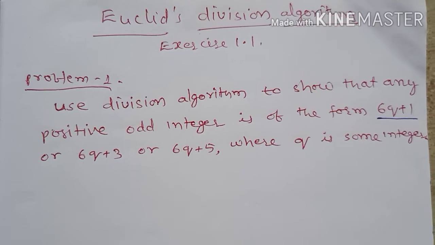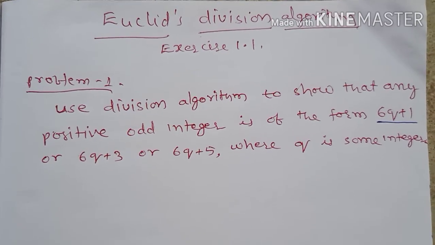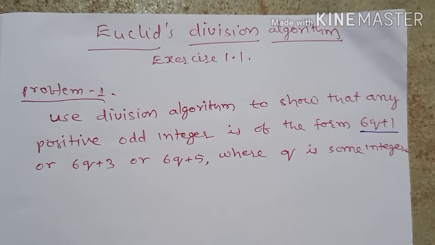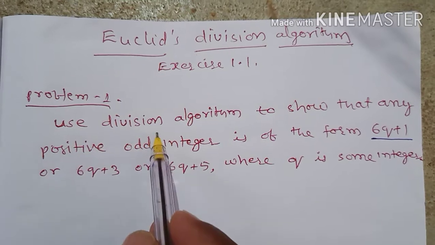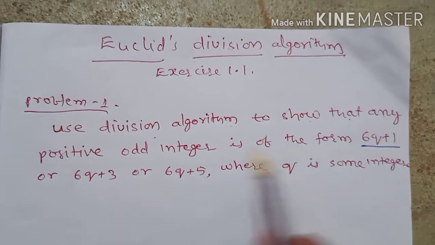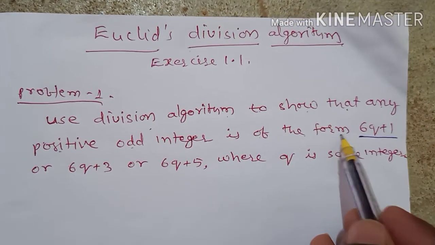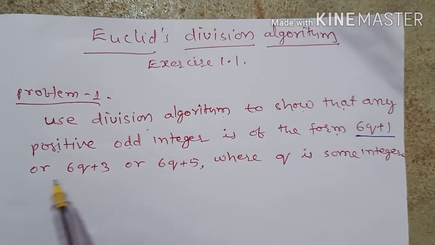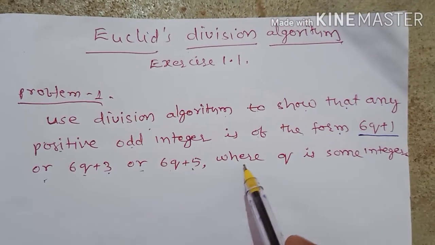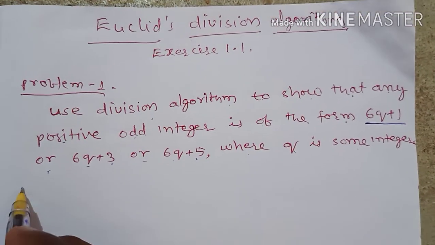Hello children. So today we are going to discuss one more problem on Euclid's division algorithm, exercise 1.1. Problem number 1: Use the division algorithm to show that any positive odd integer is of the form 6q plus 1 or 6q plus 3 or 6q plus 5, where q is some integer. Let us see the solution.